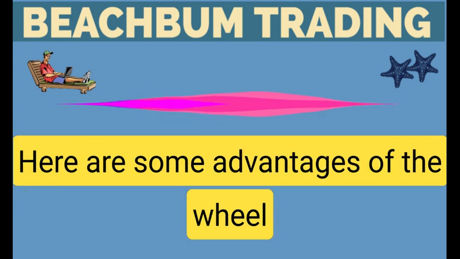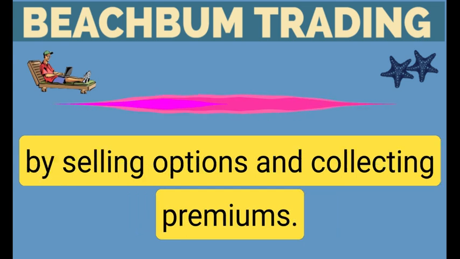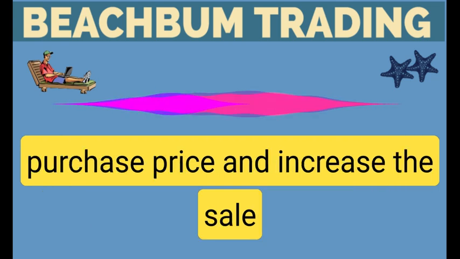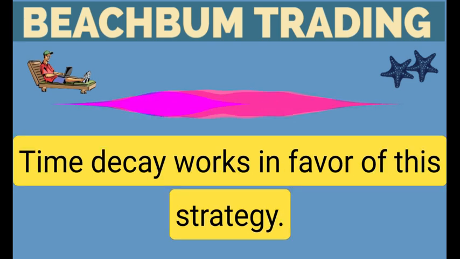Benefits. Here are some advantages of the wheel strategy. Investors can earn a passive income by selling options and collecting premiums. The received premiums effectively lower the purchase price and increase the sale price of the underlying asset. Time decay works in favor of this strategy.